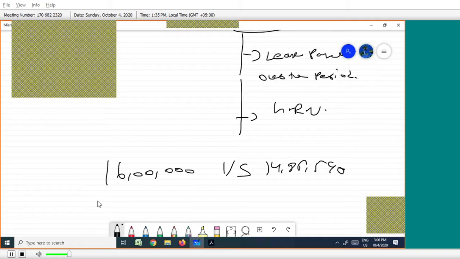Major portion means proportion. 14 lakh 85,590 divided by 16 lakh into 100 equals how much? Is it 80% or more, or 90% or more? How much percentage are you getting? 92.8 percent.